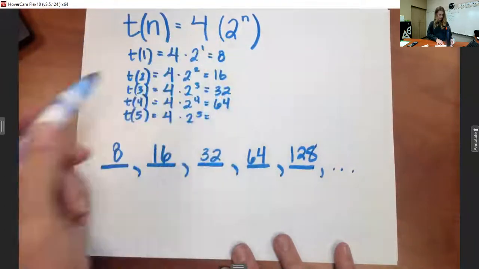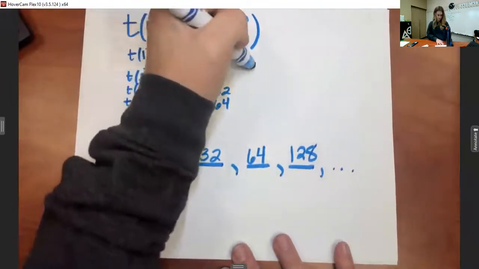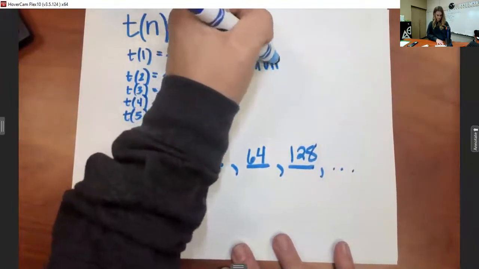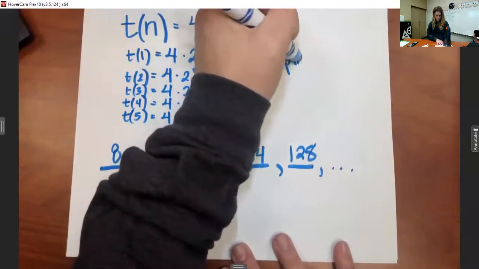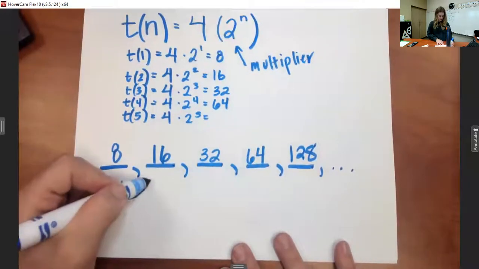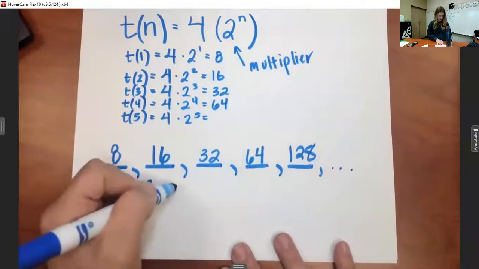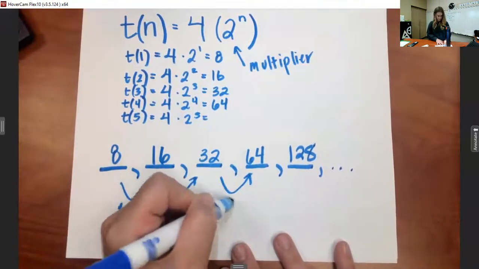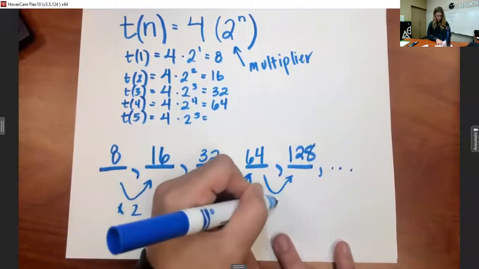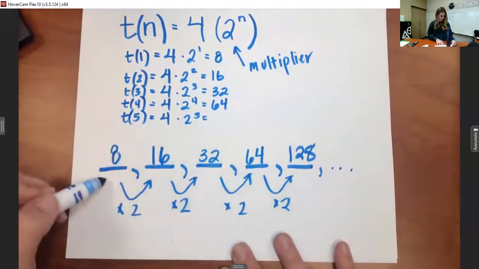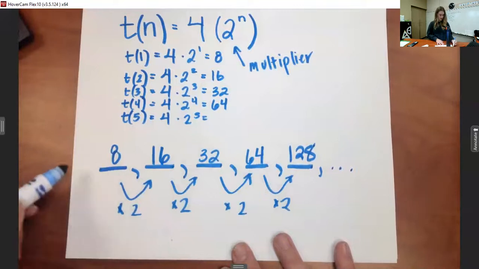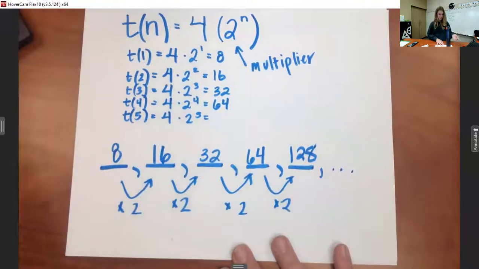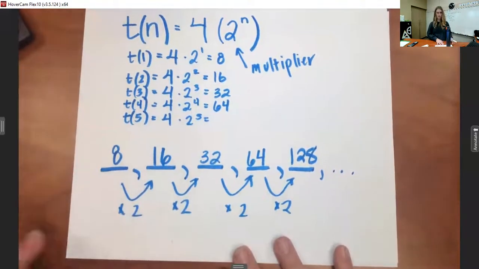And we see it in the equation. This is the multiplier. And we'll see it in the sequence here. Everything is doubling. Okay, and our 0th term, we'd have to go backwards, so we'd have to divide by 2 and we get 4. So the equation matches the sequence perfectly.